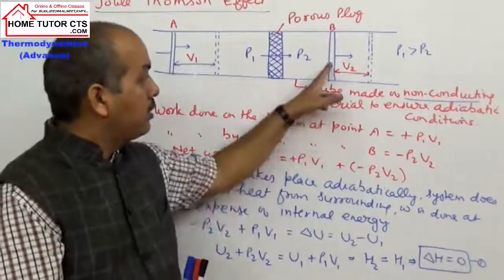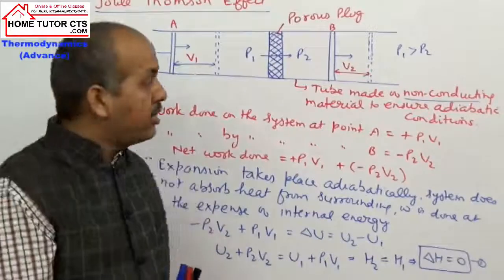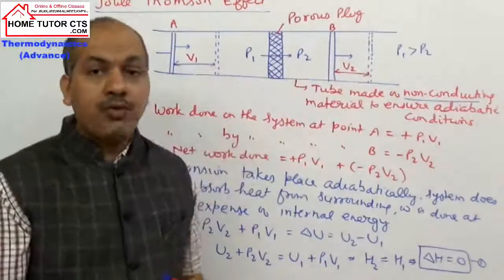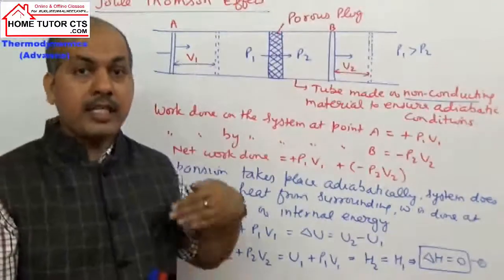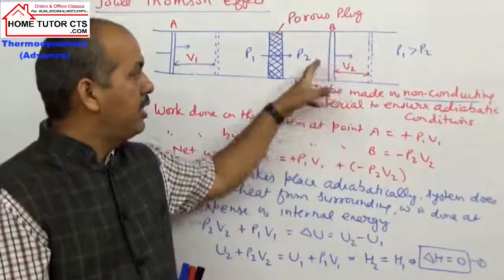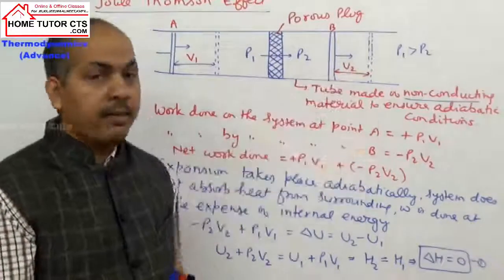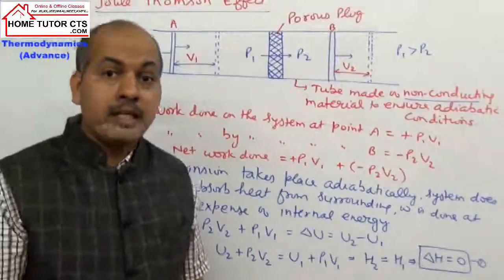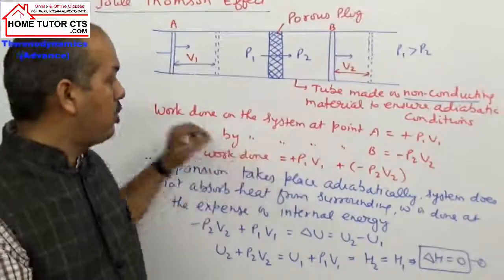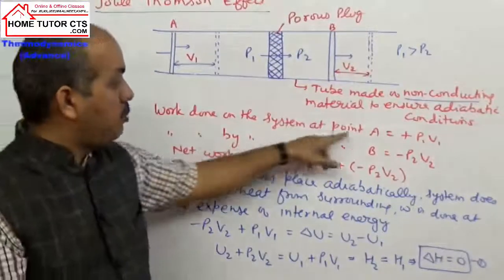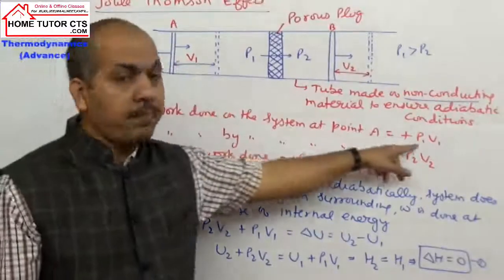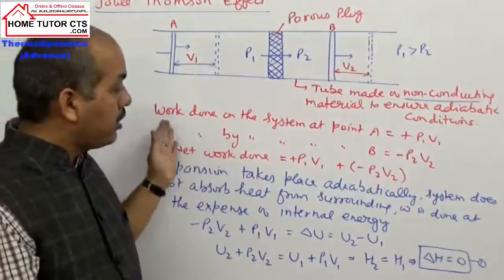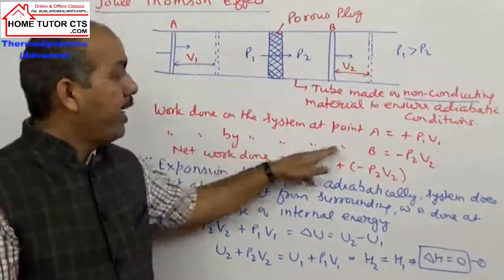On the other hand, the piston B is moving to the right direction. That means the volume is increasing. Increasing volume means expansion takes place. So in this portion, the expansion takes place, or it is work done by the system. So when you take calculations here, what is work done on system at point A? I can add plus P1 V1, and work done by the system at point B.